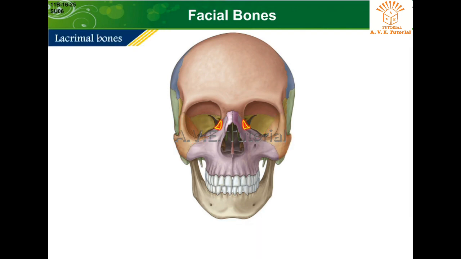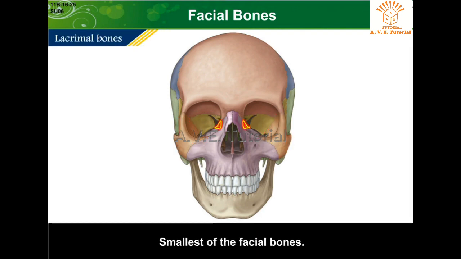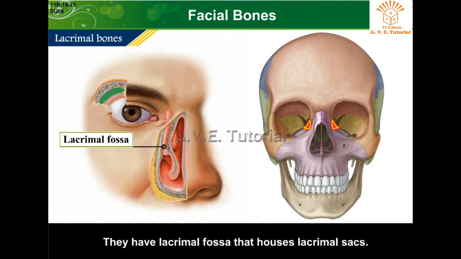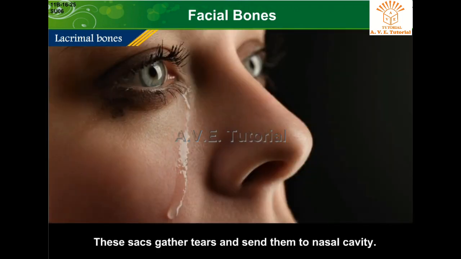Lacrimal bones, smallest of the facial bones. These bones form medial wall of each orbit. They have lacrimal fossa that houses lacrimal sacs. These sacs gather tears and send them to the nasal cavity.